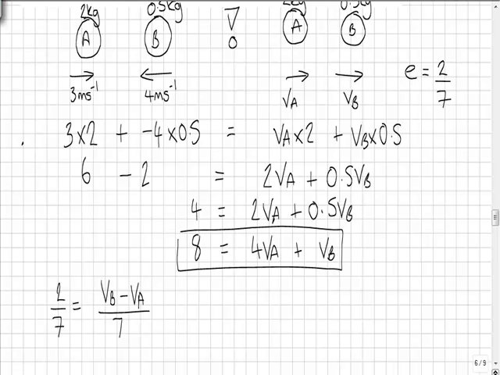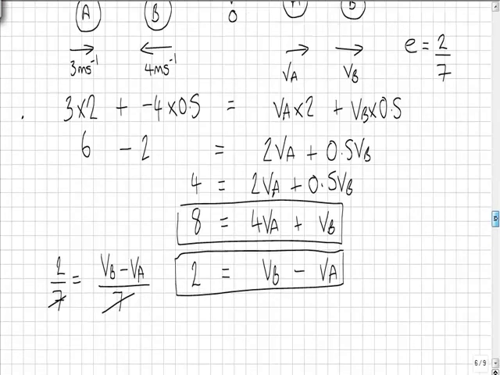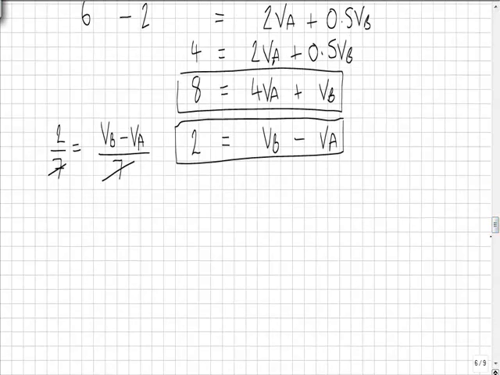So we can see immediately that the denominators are both 7, so they can be cancelled, leaving us with 2 is equal to VB minus VA. Two equations, two unknowns. Now with these two equations, you can either do one of two things. You can rearrange one of them to use as a substitution, which I'm going to do. So I'm going to take this equation and I'm going to say that VA is equal to VB minus 2.